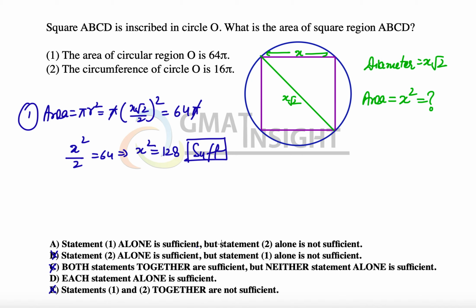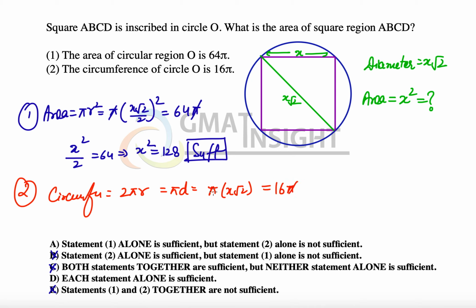Now the answer has to be either option A or option D. The second statement, on the other hand, gives us the circumference of the circle. Circumference of the circle is 2 pi r, or we can say that pi times the diameter, which means pi times x root 2, because the diameter of the circle is x root 2, and that's given equal to 16 pi. So pi can be cancelled out here, so x is equal to 16 over root 2. If you multiply root 2 in numerator and denominator to rationalize it, we get x is equal to 8 root 2, which means x squared is equal to 128.